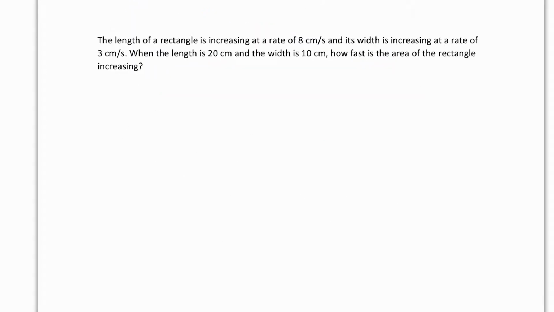The length of a rectangle is increasing at a rate of 8 centimeters per second, and its width is increasing at a rate of 3 centimeters per second. When the length is 20 centimeters and the width is 10 centimeters, how fast is the area of the rectangle increasing? So let's draw ourselves a rectangle. We'll give it labels, maybe length and width, L and W. And we're looking for area, dA/dt. And we're looking for the information that we have.